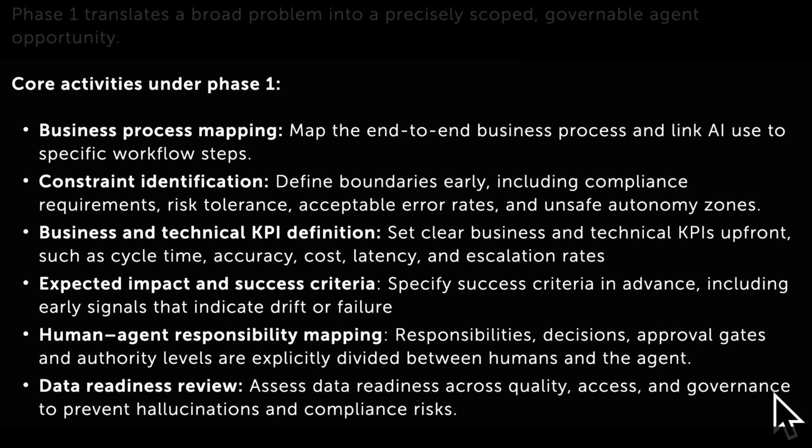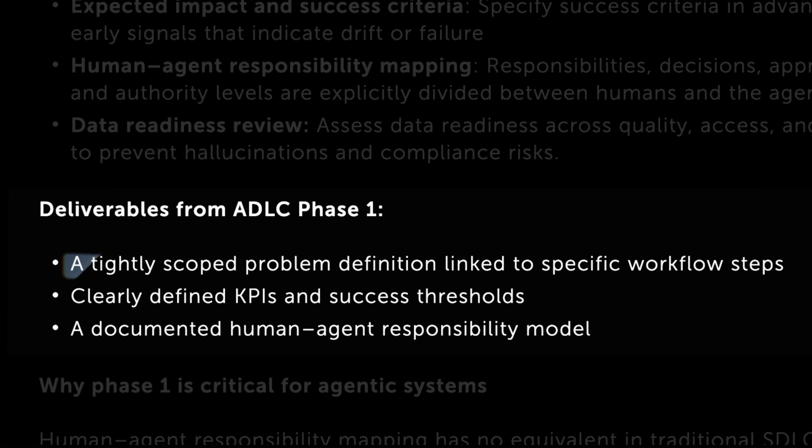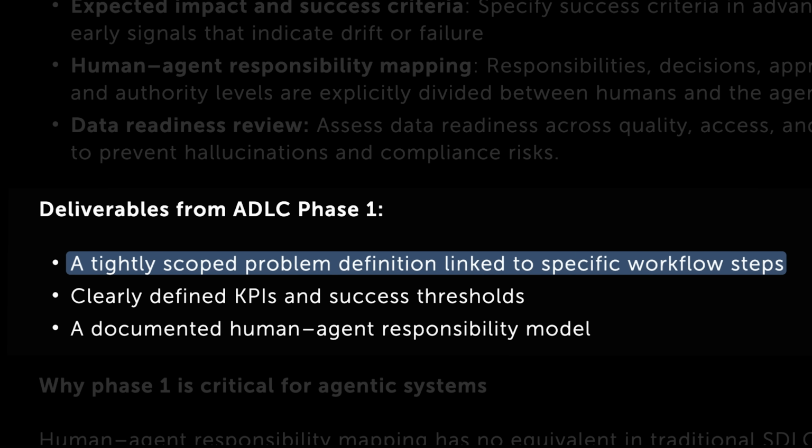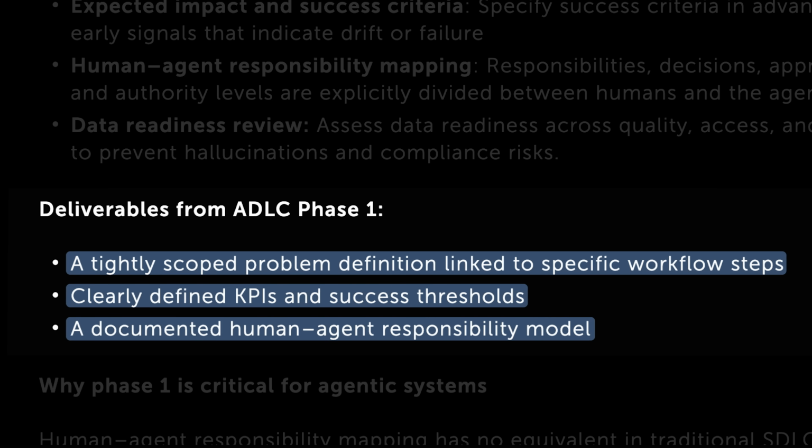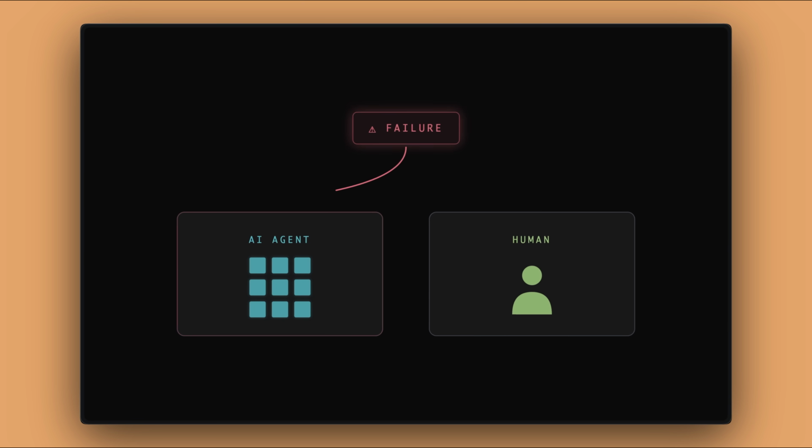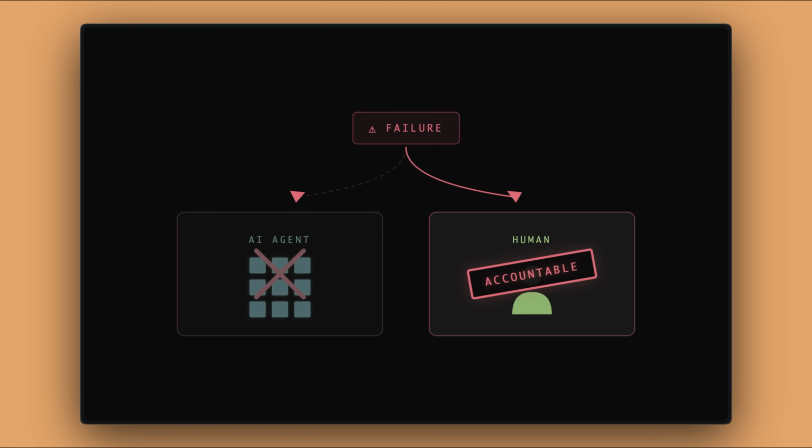But the most important part of this phase is mapping the human agent responsibility model properly, because this creates an accountability structure. A human still needs to review them because we cannot trust an agent with all decisions. By the end of this phase, you have proper documentation where workflow steps are explicitly defined with key KPIs and the human agent responsibility model is laid out clearly. This matters because in case of any failure, you cannot blame the model entirely. Accountability ultimately needs to remain with humans.